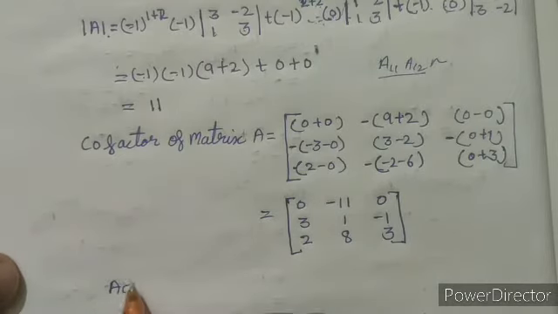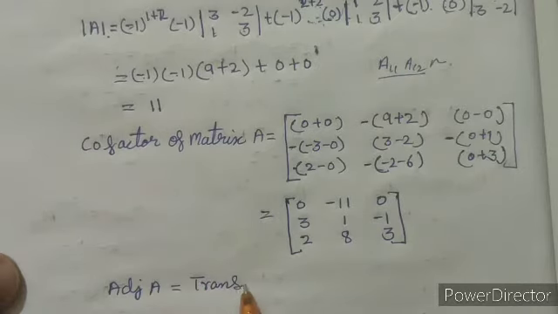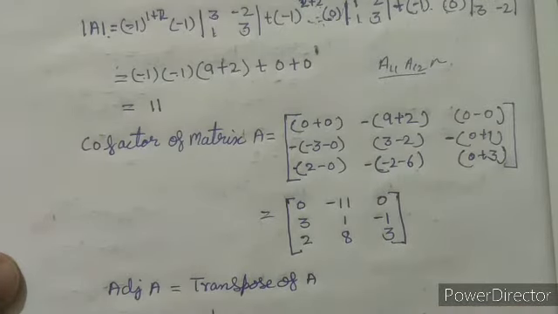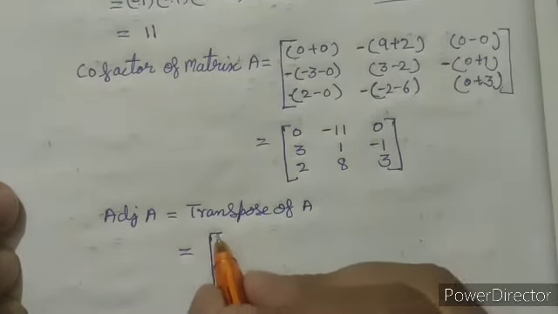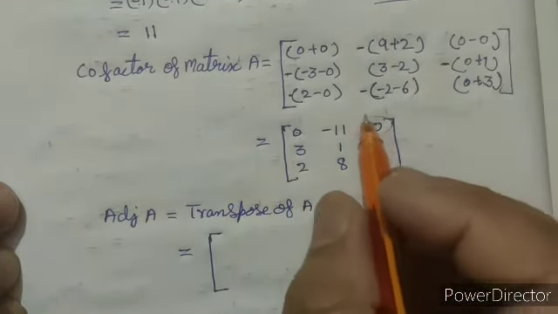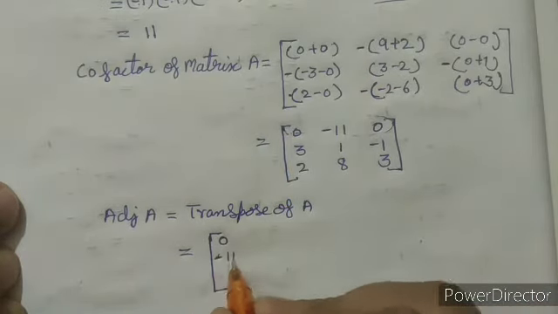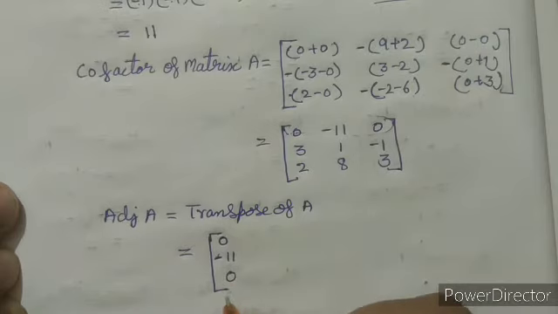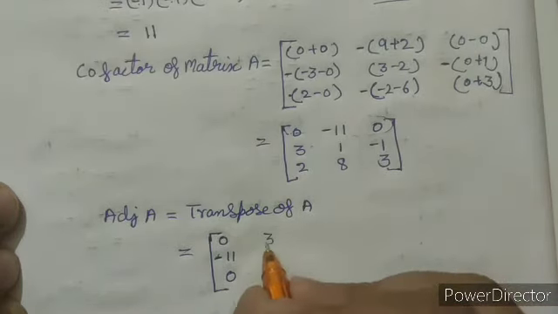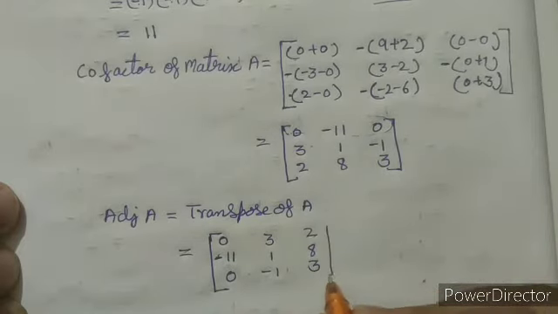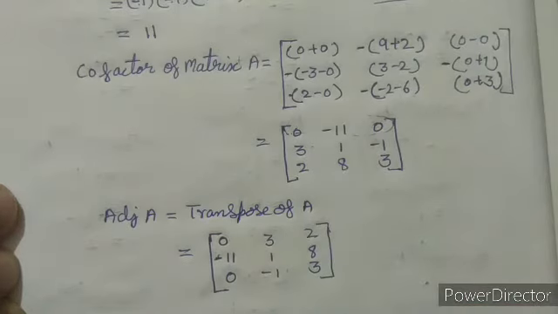Now the adjoint of matrix A will be equal to the transpose of the cofactor matrix. Now the first row of the cofactor will become the first column of the transpose, that will be 0 minus 11 0, the second row was 3 1 minus 1, and the third row was 2 8 3, and that will be the third column. Now this is the adjoint of matrix A.